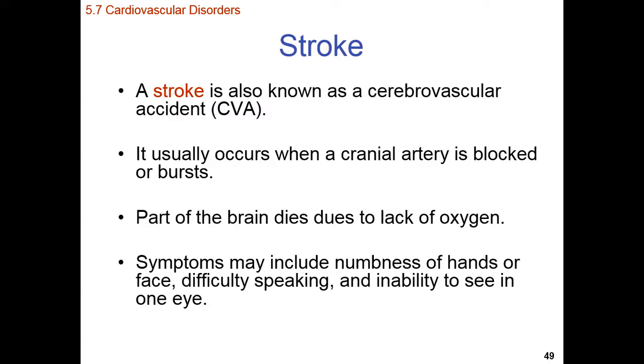A stroke is sometimes also referred to as a brain attack, or more technically, a cerebrovascular accident, a CVA. And if you're looking at a medical chart, a cerebrovascular accident is a stroke. These are typically going to occur whenever an artery within the brain is blocked off or burst. A heart attack is when an artery within the heart is blocked off or burst. A stroke is when it occurs in the brain. And once this happens, some of the brain tissue will die because it doesn't have enough oxygen to allow it to survive and produce enough ATP, adenosine triphosphate.